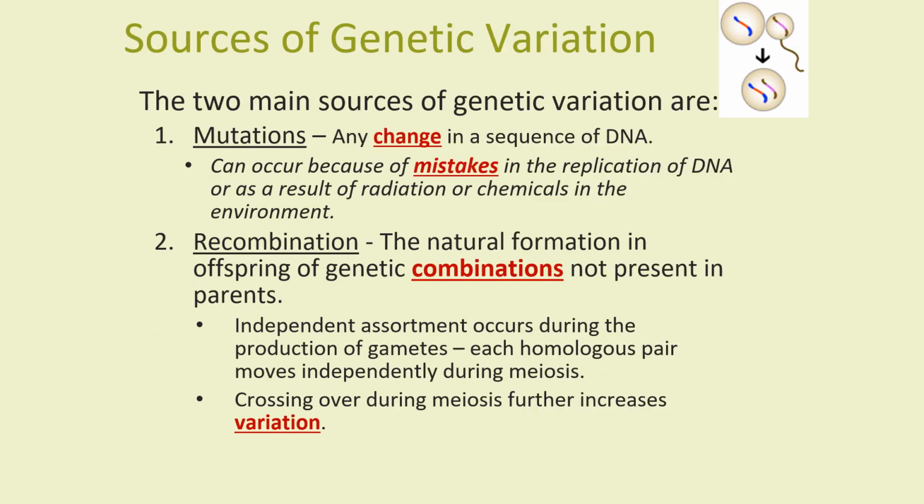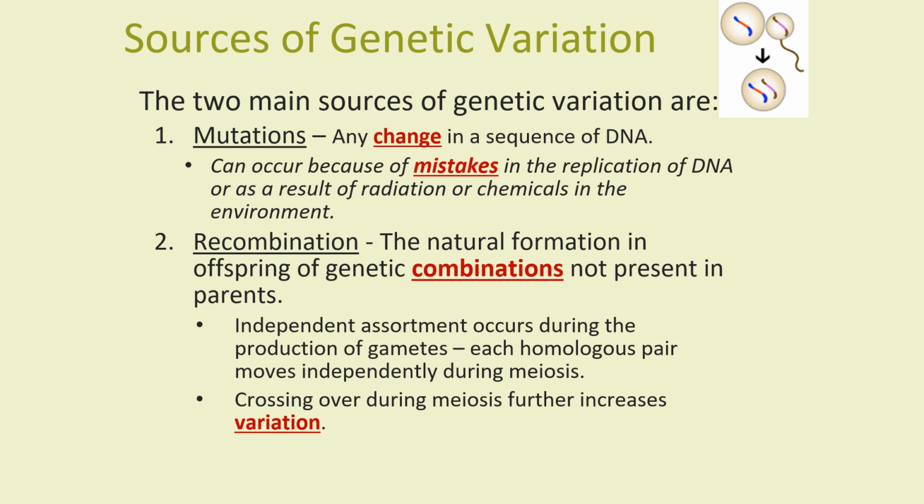There are two main sources of genetic variation, and the first one is mutations. A mutation is any change in a sequence of DNA, which can occur because of mistakes in the replication of DNA or as a result of radiation or chemicals in the environment. So mutations are the ultimate source of variation in all life forms.